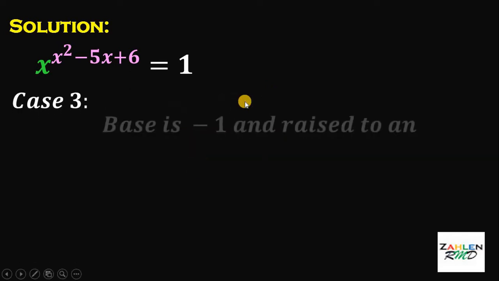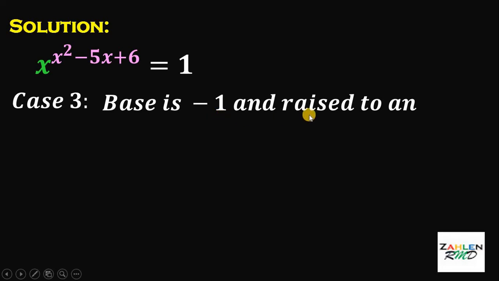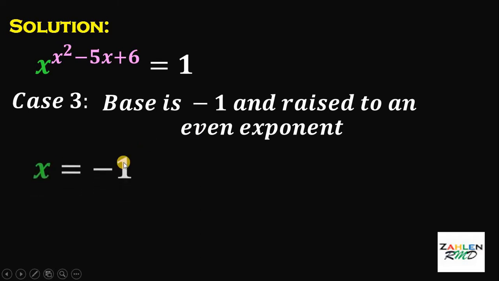Now, how about the last case, or case number 3? We need to consider that if the base is negative 1 and it is raised to an even exponent, the answer is 1. Therefore, we need to check, if x equals negative 1, whether the exponent is even.